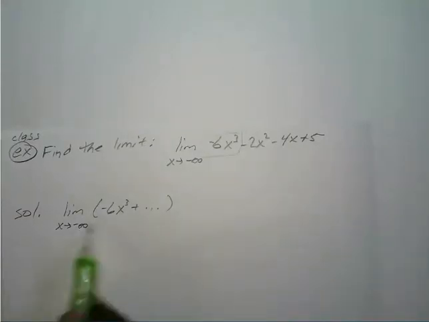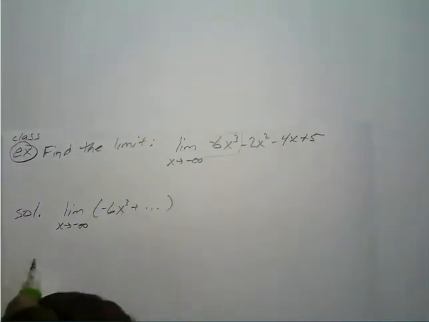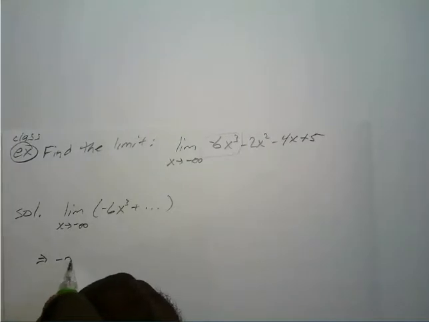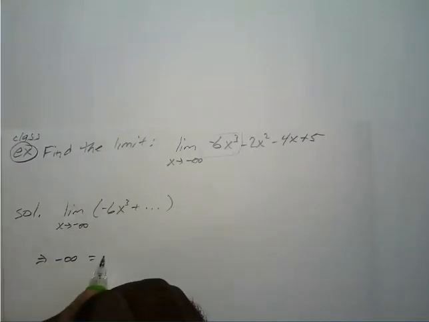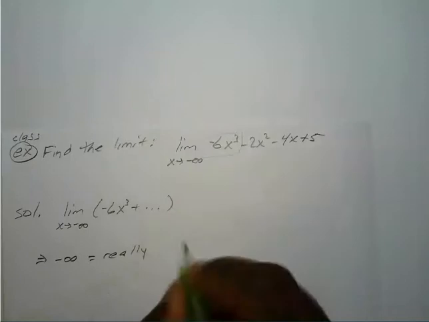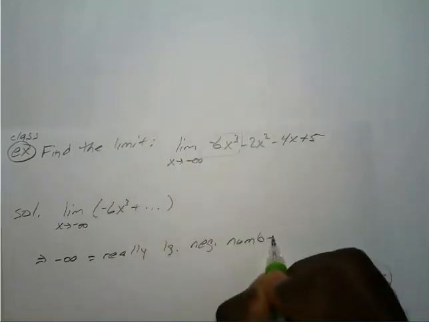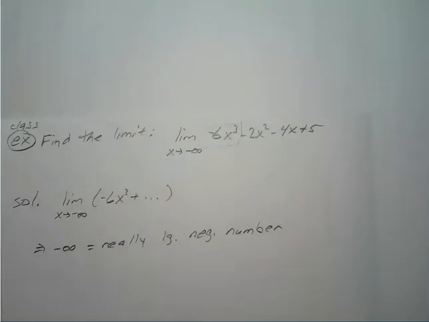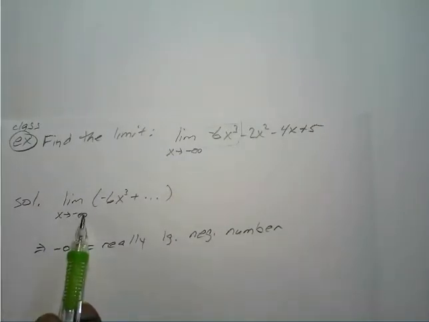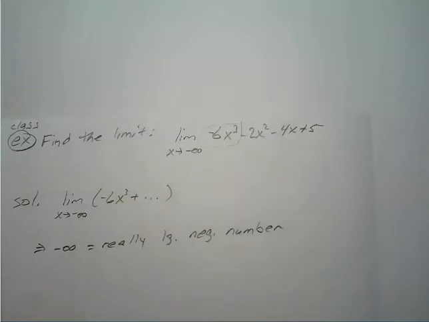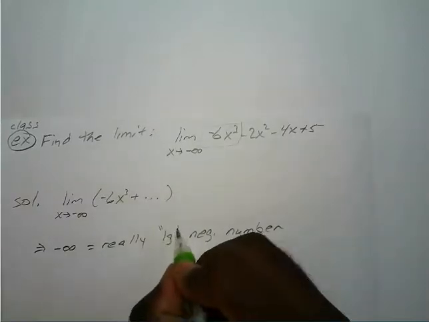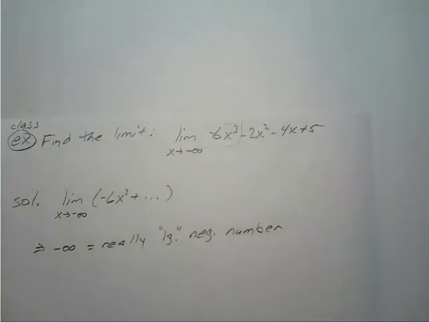Okay, so we know that negative infinity equals a really large negative number. Now, if you get that really large negative number, or I guess you can call it a really small negative number, large in quotes because it's a large absolute value, but still a negative number, so it's really, really small.